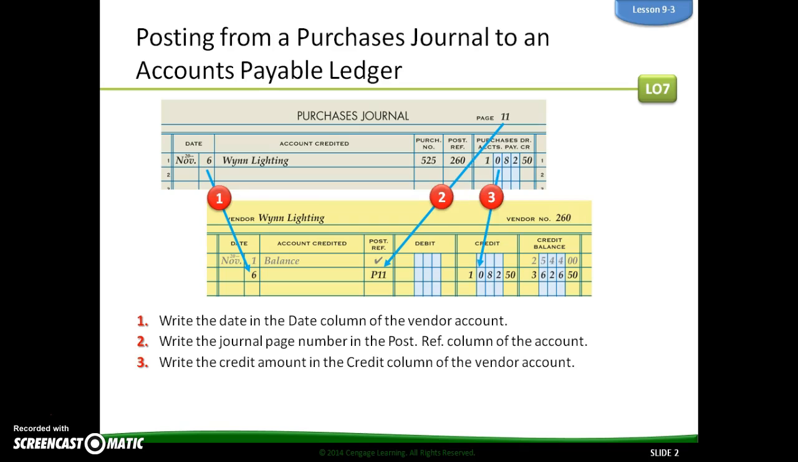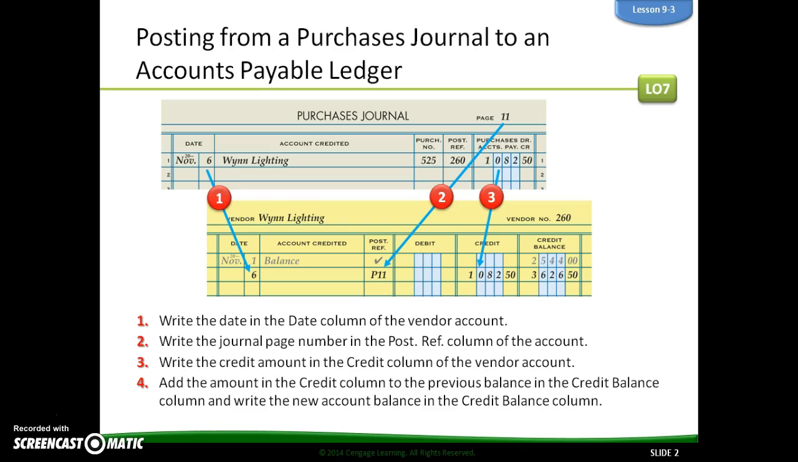We're putting the credit amount here in the vendor account, and then we're going to add that amount to the previous credit balance. So we have a new credit, so we're going to go ahead and increase the credit balance on this vendor account.